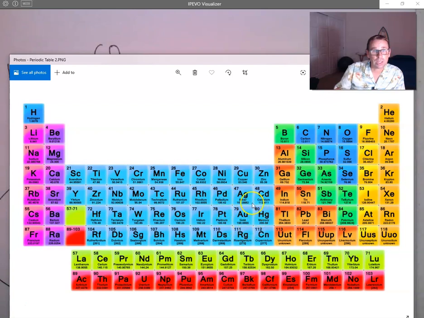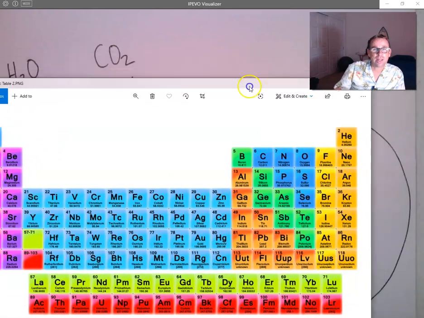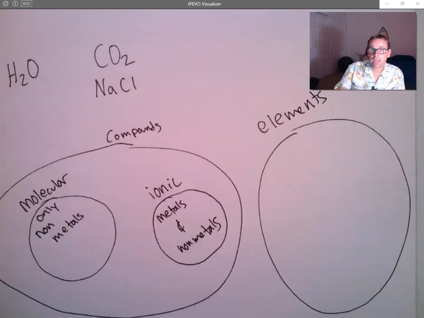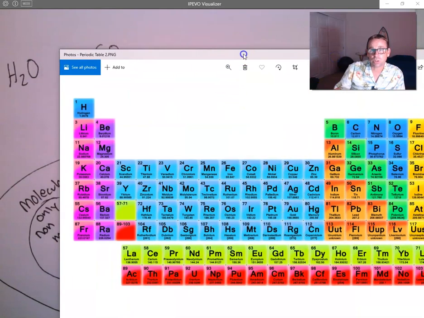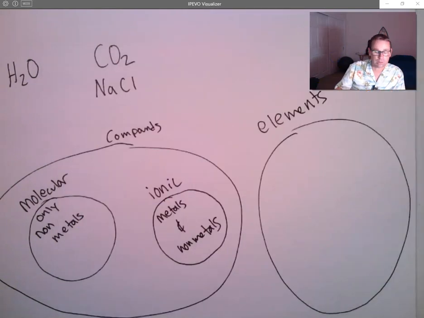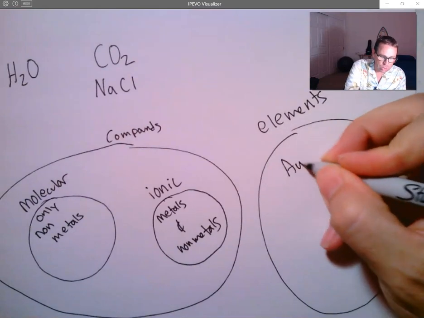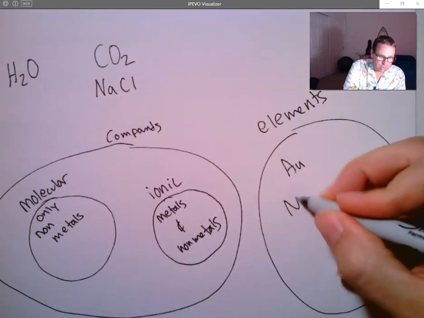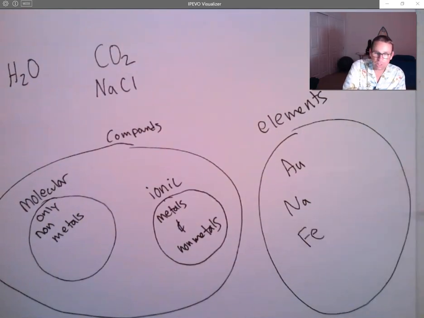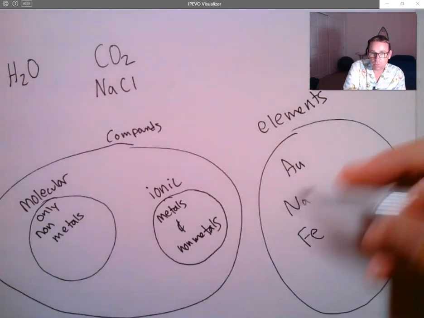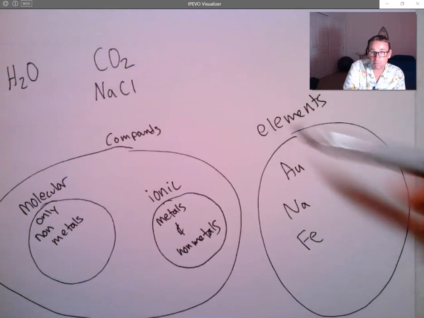No, here's gold, Au, right here. 79. Very good. That's how many protons an atom of gold has, because that number indicates the different protons in that type of element. So, things like gold, sodium by itself, right? Iron. So this is a different way of having materials, right?